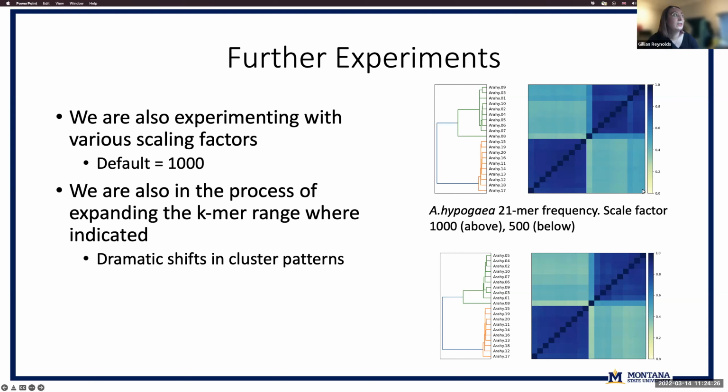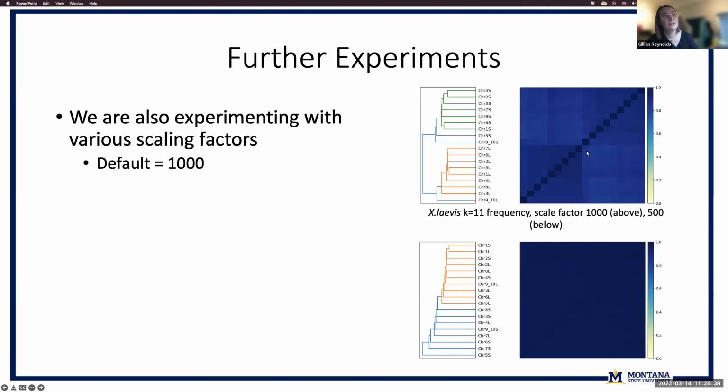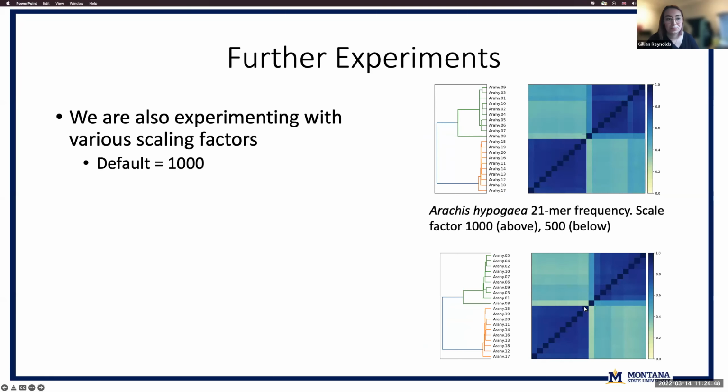And so for expansions with the scaling factors, we've found some are very stable. So for example, we've got peanut, scale factor 1,000 at the top, 500 below, and there's very little difference. However, with others, we found a huge difference. And so again, this is the African clawed toad, and for scale factor 1,000, k equals 11, we see subgenomic clustering. And for 500, we don't, and you can see that they're highly similar, all the chromosomes.